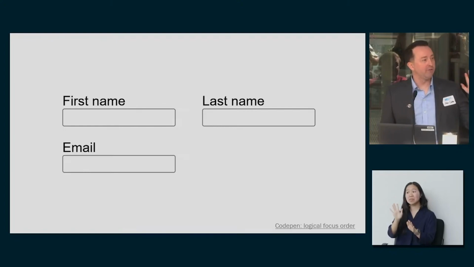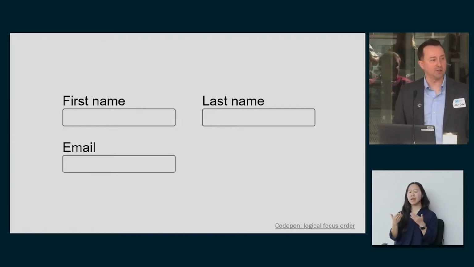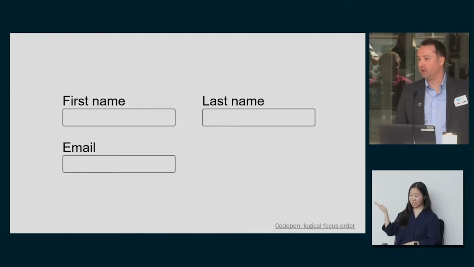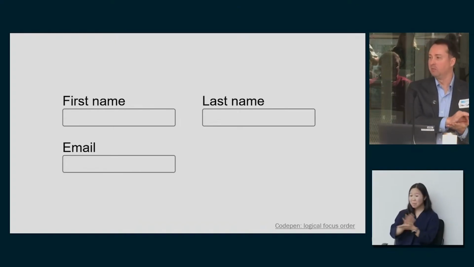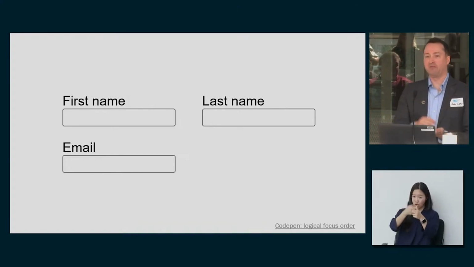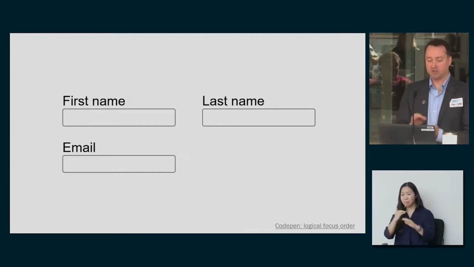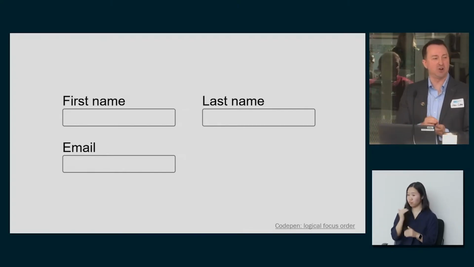Let's say you're faced with a paper form like this. Okay, how are you guys going to fill this form out? On paper, pen and paper. You're going to go first name, last name, email. Everybody's nodding their head. First name, last name, email. That's the way that makes sense, right?